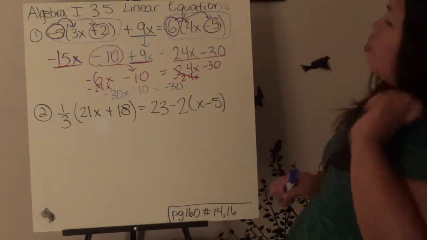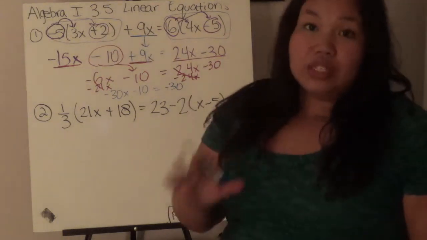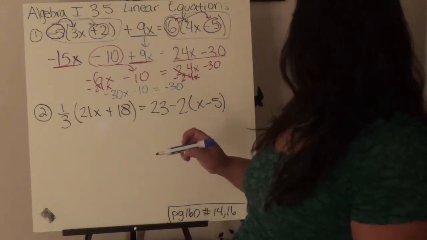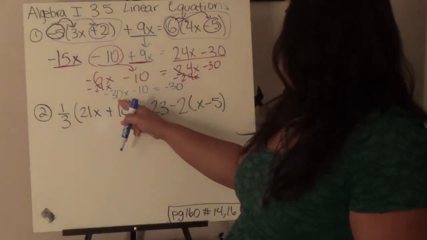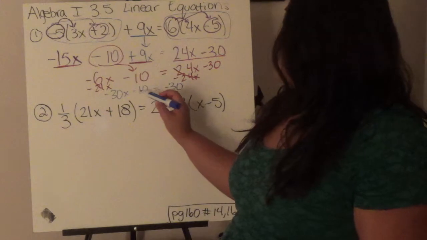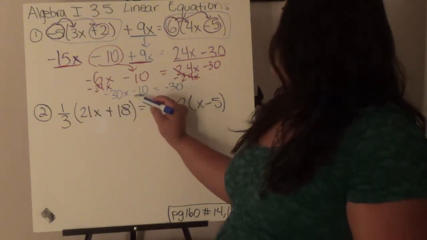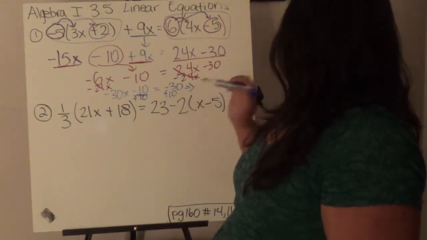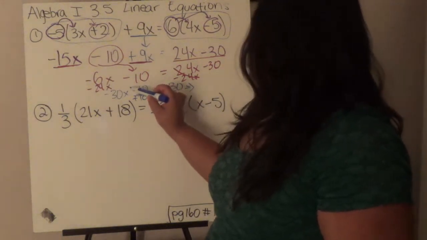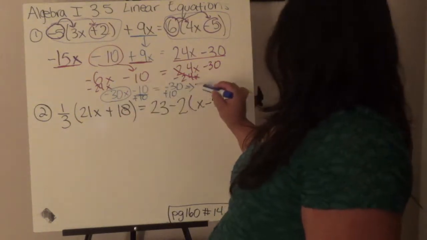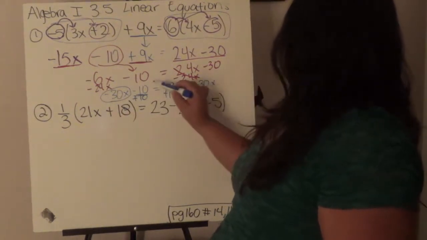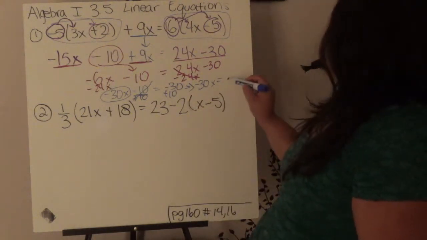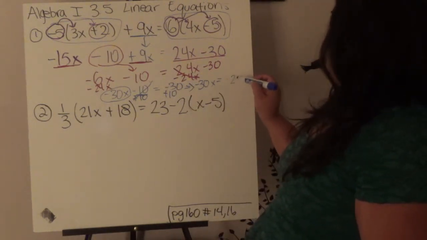From there, I now have to get rid of all of x's friends, because now x is all on one side. In order to do that, I need to get rid of my negative 10 by doing the opposite, which is positive 10. I end up with negative 30x, I have to keep that. This and this cancel out, equals negative 30 plus 10 gives me negative 20.